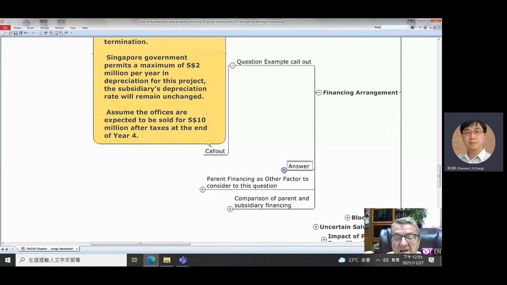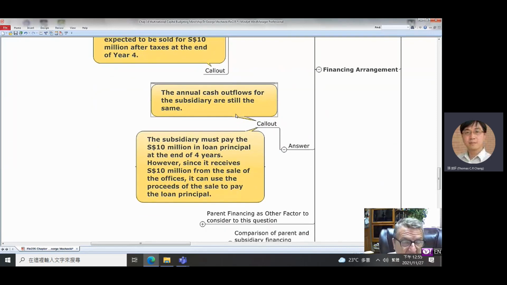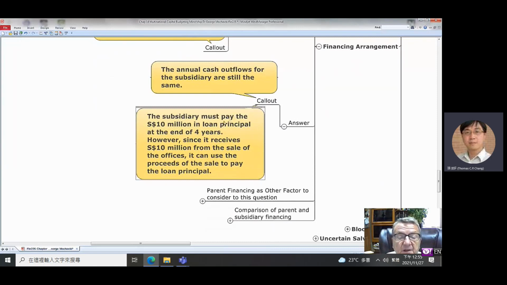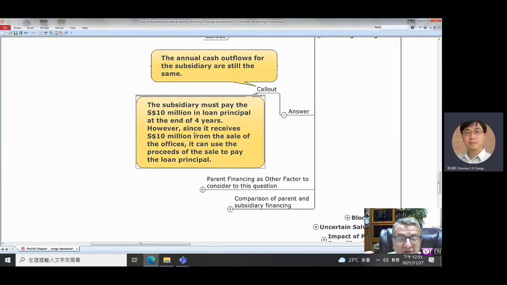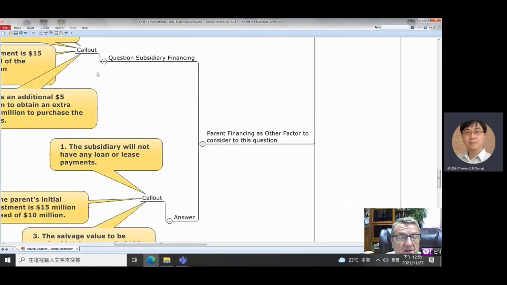So that's my call out, and the answer is the annual cash outflows for the subsidiary are still the same. Nothing changes. The subsidiary must pay the 10 million Singapore dollars in loan principal at the end of the 4 years. However, since it receives Singapore $10 million from the sale of the office, it can use the proceeds of the sale to pay off the loan principal. So it worked out well.